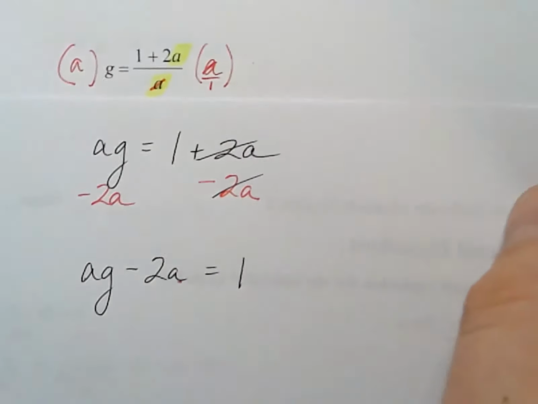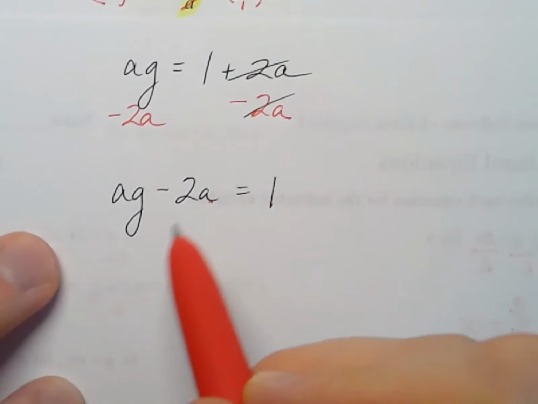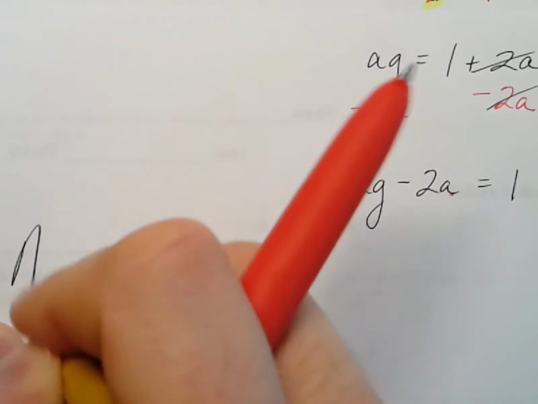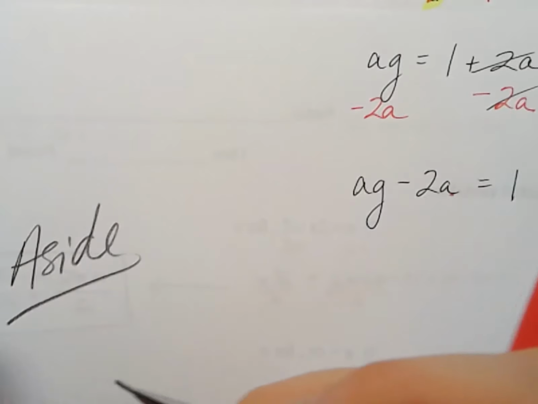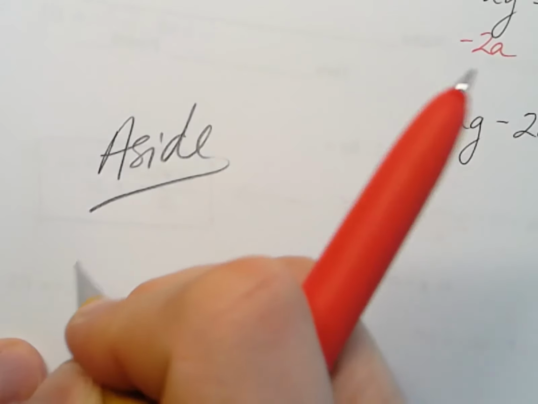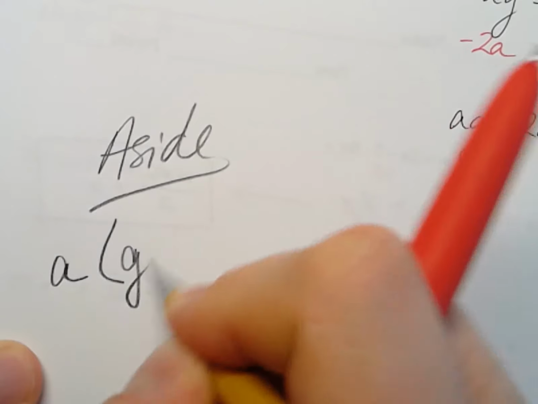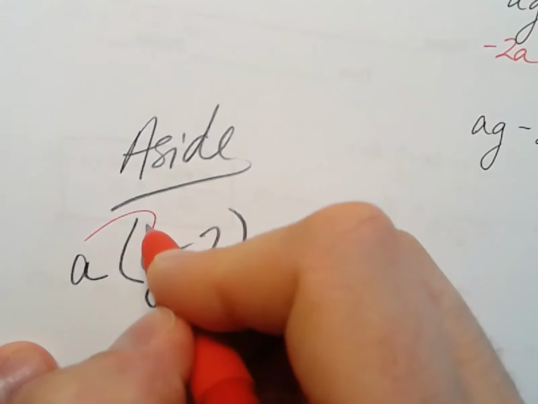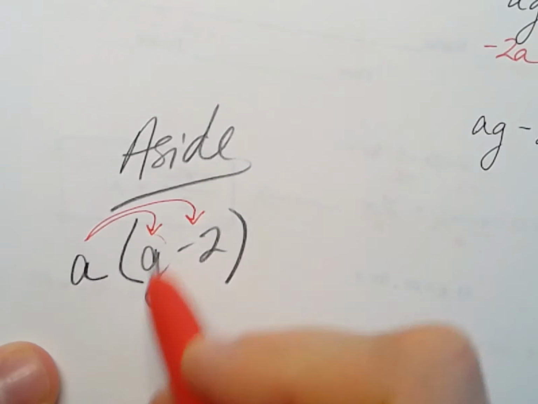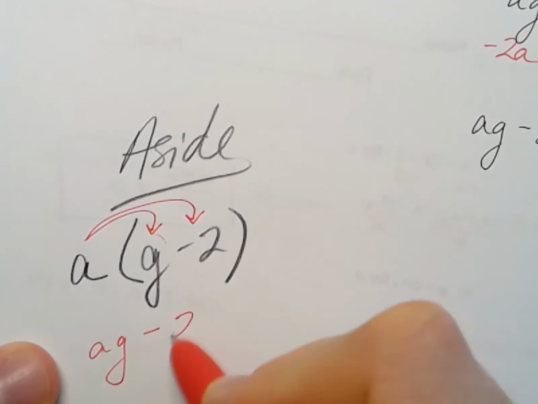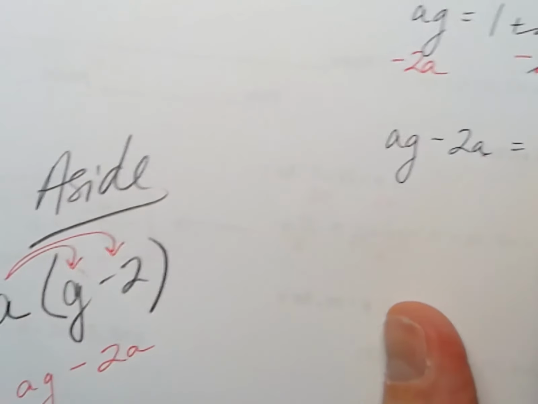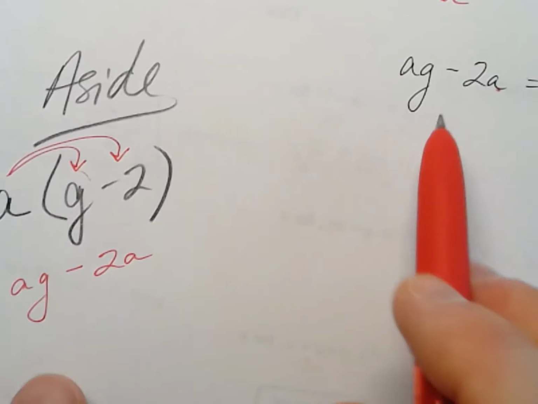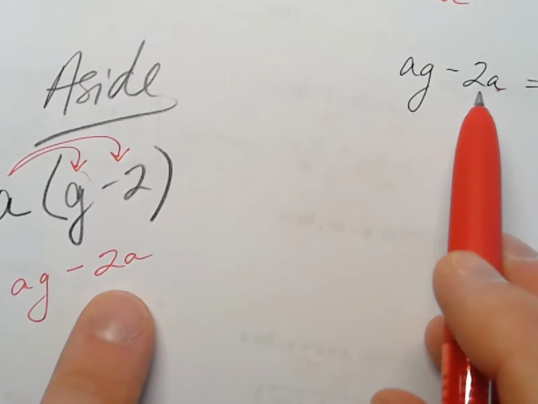But if you remember the distributive property, let's just do a little aside here. Let's say that I had something like a times g minus 2, and I wanted to distribute there. Well, I would know to distribute here and here, and so that's going to give me a times g minus 2 times a. And is that not exactly the same thing that I have right here? Can you see that? ag minus 2a.